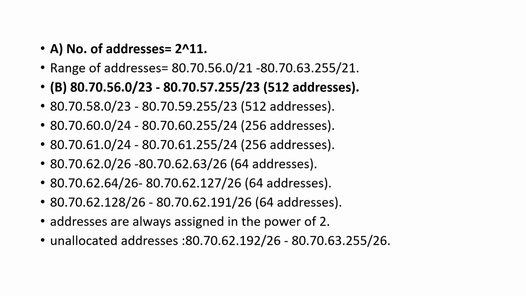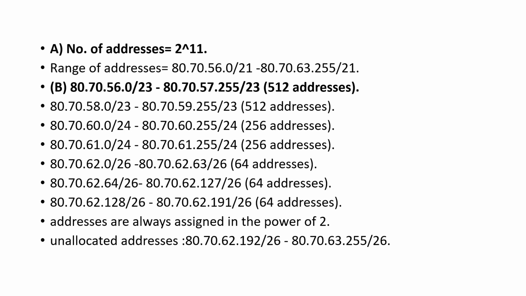So 80.70.61.0/24 to 80.70.61.255/24, 256 addresses. These are the second group, and for the third group of organizations, you can have 80.70.62.0/26 to 80.70.62.63/26, 64 addresses. Similarly for the next 64 and another 64. These addresses are always assigned in powers of 2.